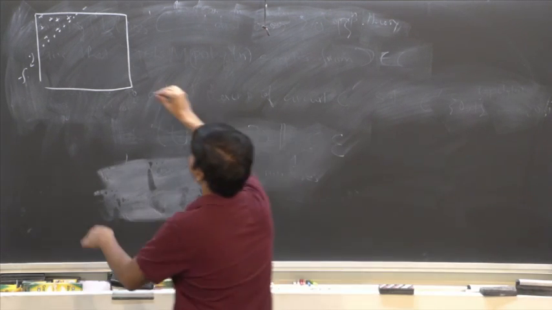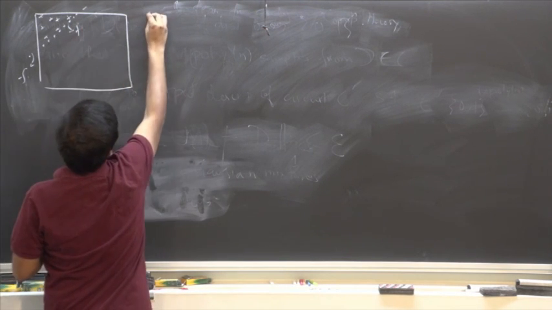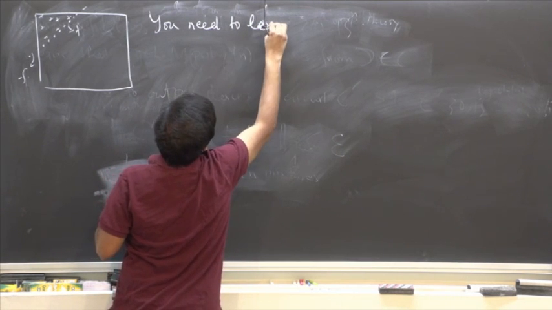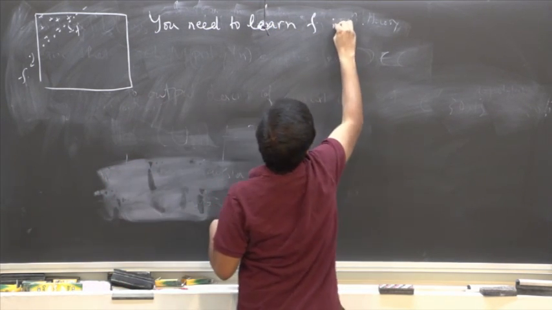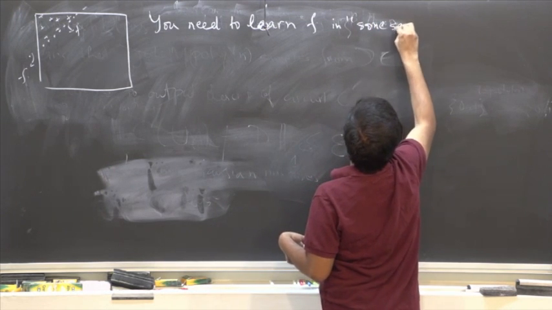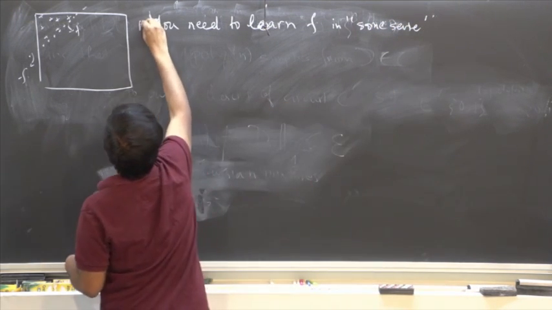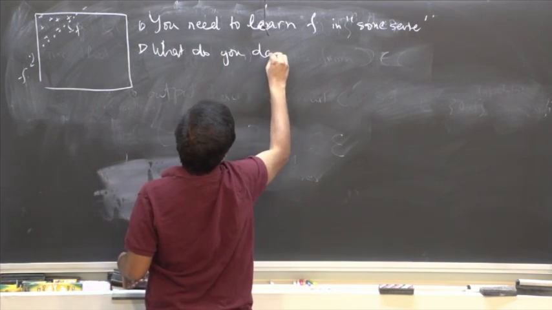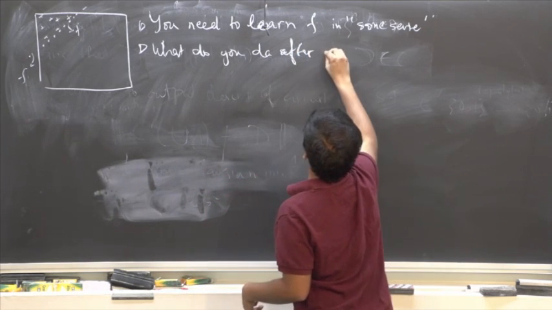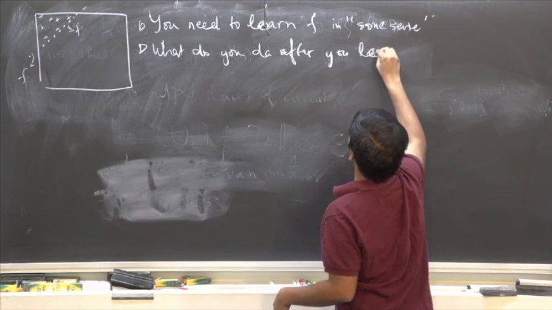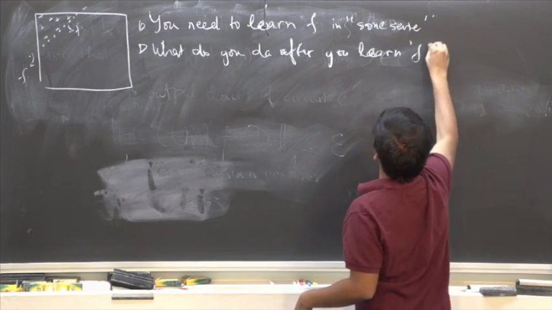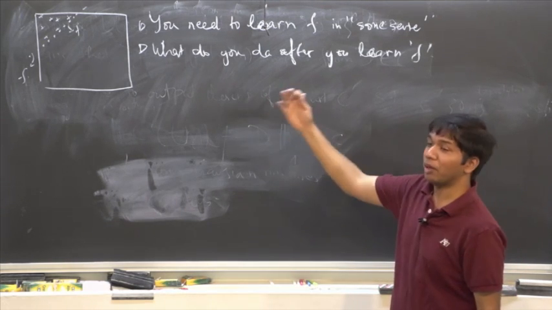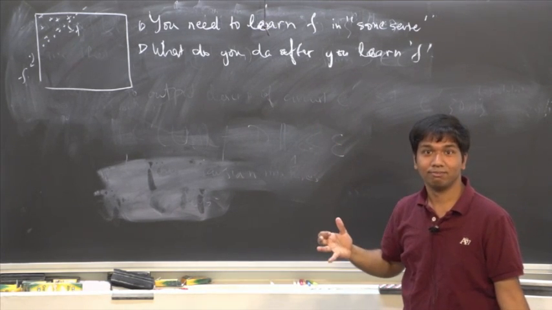So there are two questions. It seems necessary that you need to learn F in some sense. And the second question is, what do you do after you learn F in the appropriate sense? Because the point is you don't want to learn F, you want to produce a circuit which samples from uniform on F inverse 1, right?